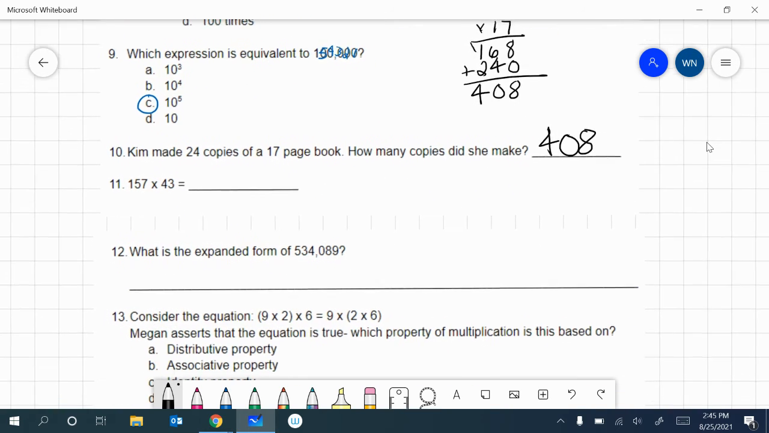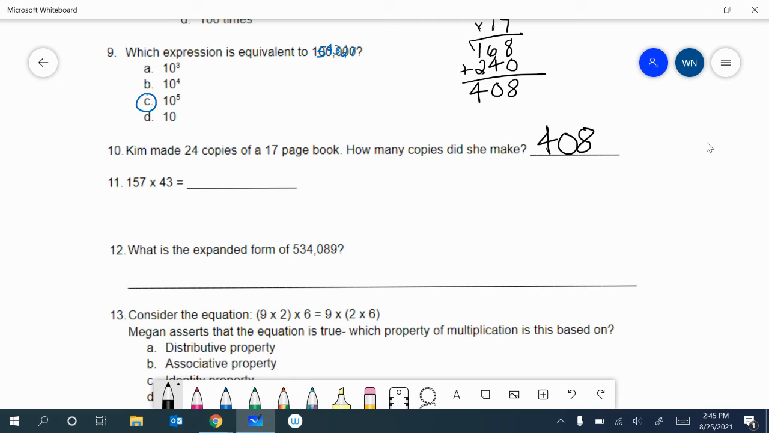And we're going to be multiplying again for number 11. Let's work it out over here so we have enough room. We've got 157 times 43. As you can tell, you're going to have a lot of multiplication work on your test.